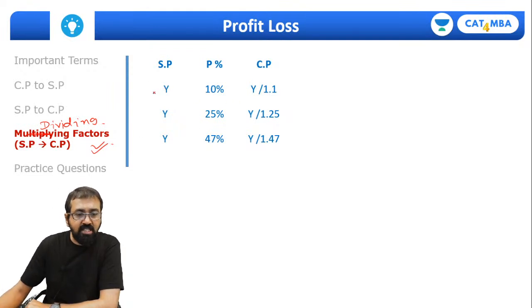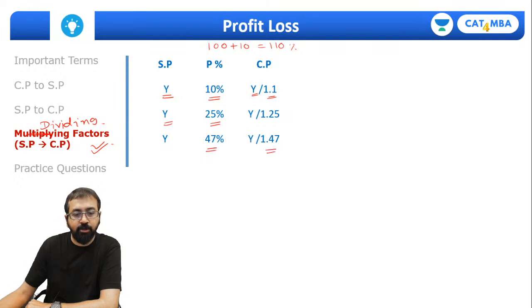So remember this: if selling price is Y and profit is 10%, the cost price will be Y divided by 1.1. Once again, 100 plus 10%, so it's going to be 110%. That's why we are dividing it by 1.1. Same way, if selling price is Y and profit is 25%, this will be Y upon 1.25, or for 47% profit, Y divided by 1.47.